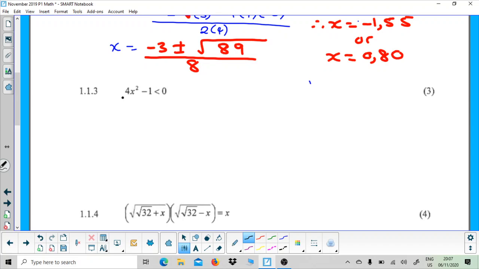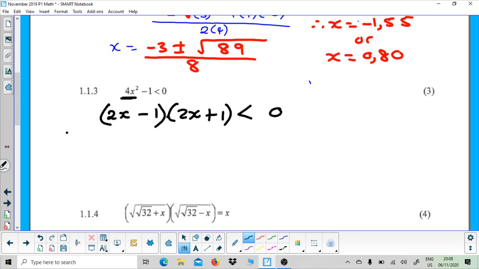So you ask yourself, what do you square to get 4x squared? Rather, what do you square to get 4? That's a 2. What do you square to get x squared? That would be x. And then what do you square to get 1? You will get 1 there as well. So once you get the first bracket, you just get the other bracket by changing the sign, and you say this is smaller than 0.